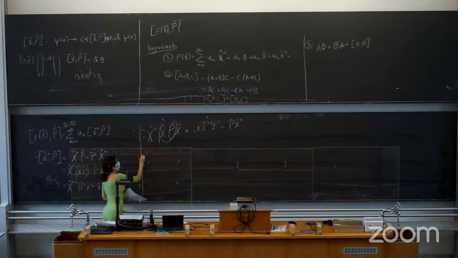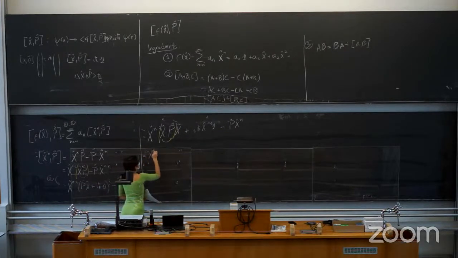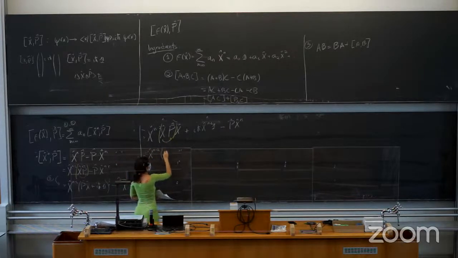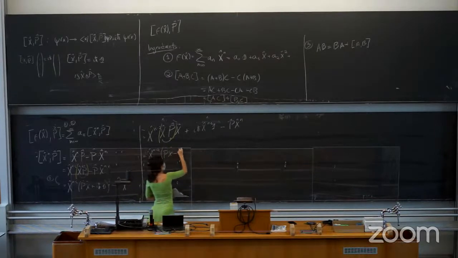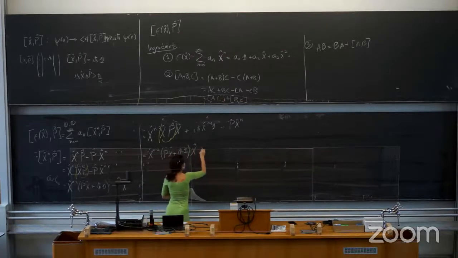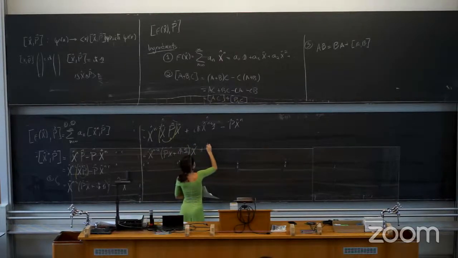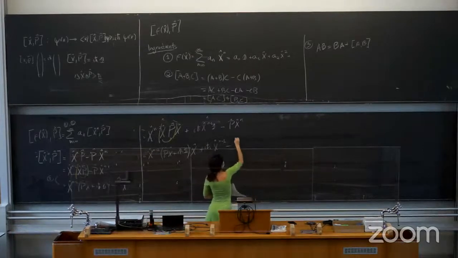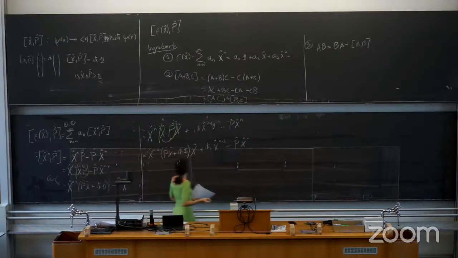And we have x^(n-2). And what we have here is the same as px minus the commutator. Plus the commutator, sorry, the identity. And on the other side, we still have this x plus this identity. We don't need it. Okay.